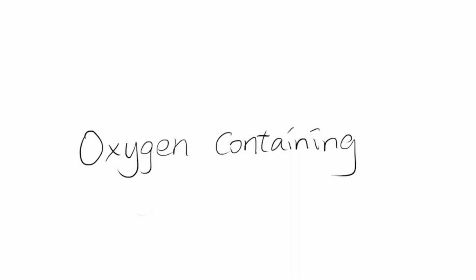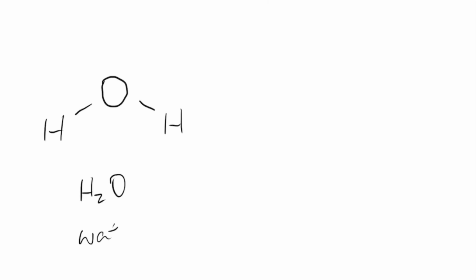The first group we'll go through is oxygen-containing functional groups. As we have discussed, oxygen can bond twice. If both bonds are connected to hydrogens, this molecule is called H2O, or water. It is the substance that allows life to prosper on Earth.